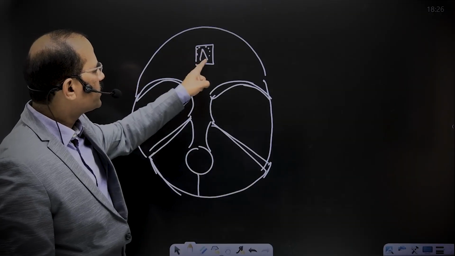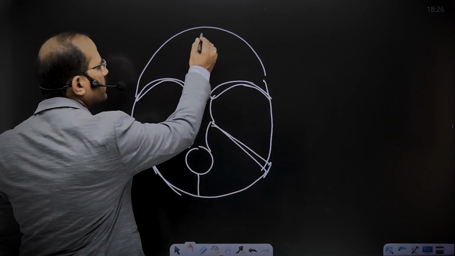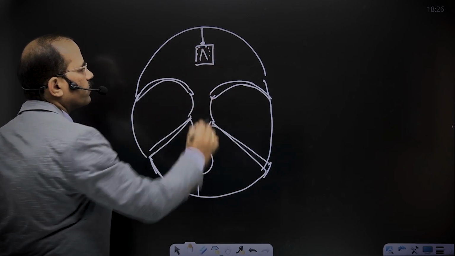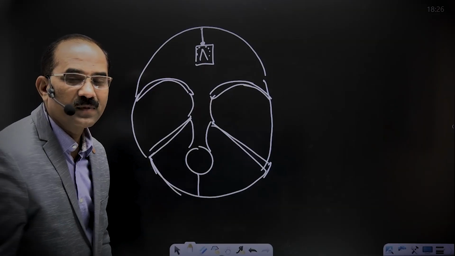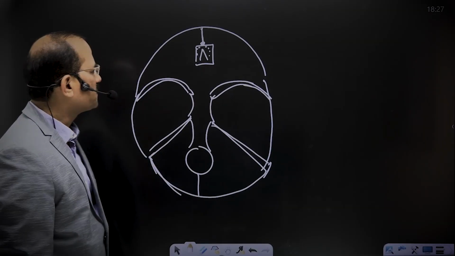What is this pointed structure like this? That's the crista galli. Now this is the frontal crest, and there's a foramen right here. That's the foramen cecum. There's a foramen cecum in the tongue also, right? So this is foramen cecum.